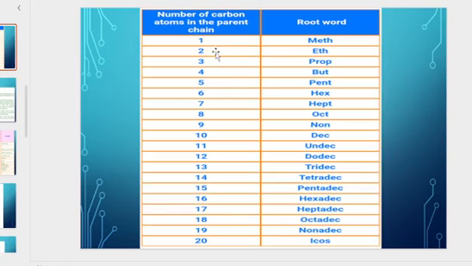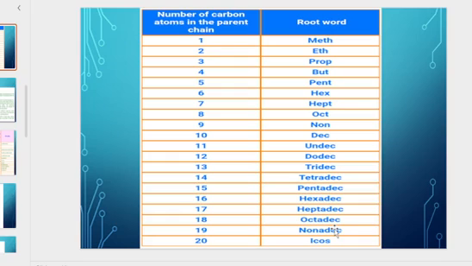Yes. So if there is 1 carbon, it is met. If it's 2, it is et, 3 is prop, 4 is but, 5 is pent, 6 is hex, 7 is hept, 8 is oct. You know this one now. 11 is undec, 12 is dodec, 13 is tridec, 14 is tetradec, 15 is pentadec, 16 is hexadec, heptadec, octadec, nonadec, 20 is icos, 21 is henicos, 22 is docos, 23 is tricos, 24 is tetracos. But you don't need up to those ones. You just need about 20. Do you understand?